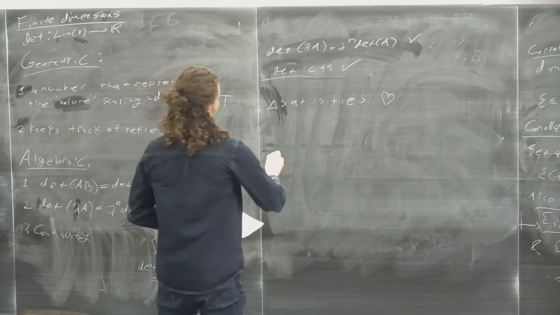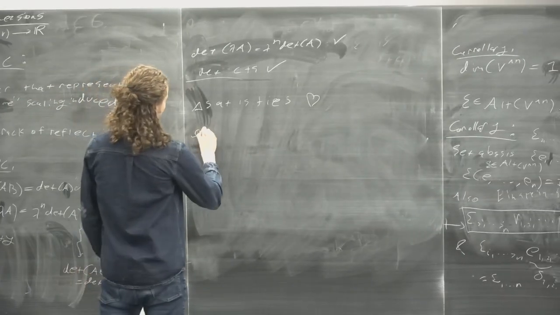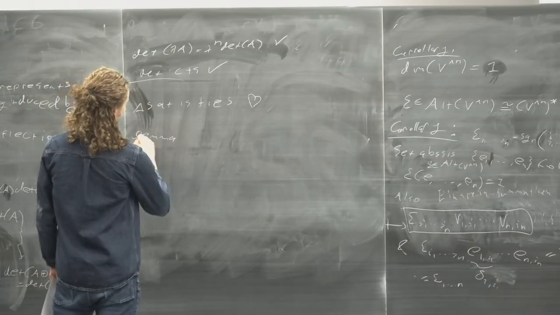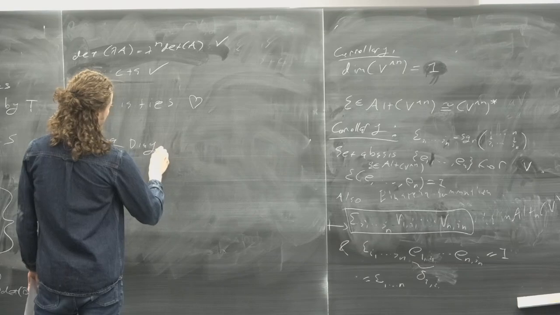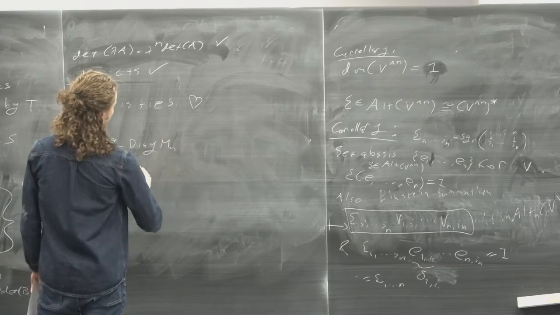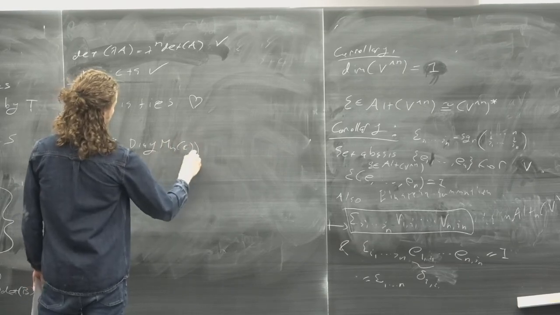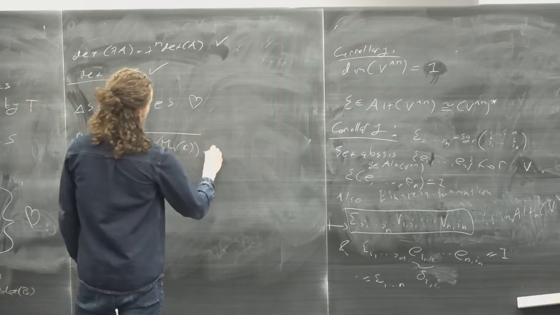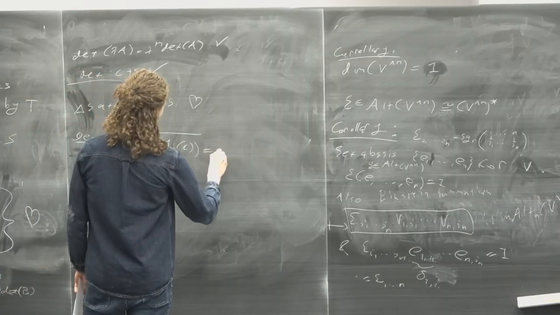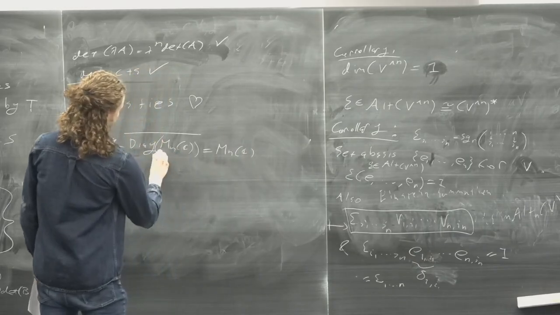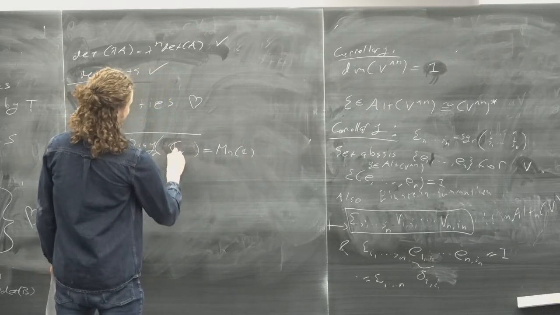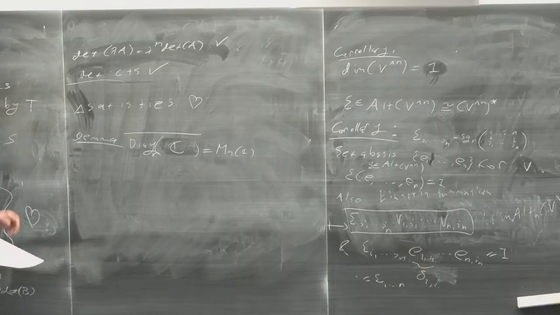Also, I'll say, without proving it, that the space of diagonalizable operators in Mn of C is dense in Mn of C. I guess I can just call this diag sub n of C. Let's do that. And so why is this true?